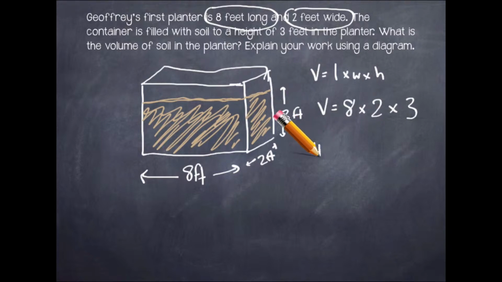So there are 48 cubic feet, or feet cubed, right? We're not talking about centimeters or meters, we're talking feet. So 48 cubic feet of soil in the planter.